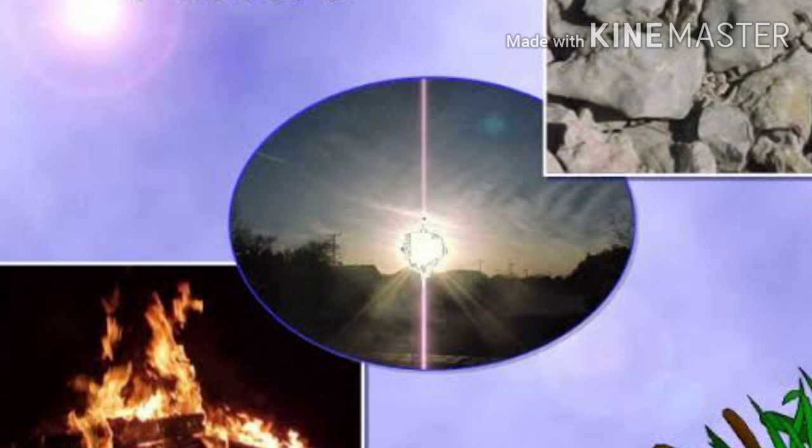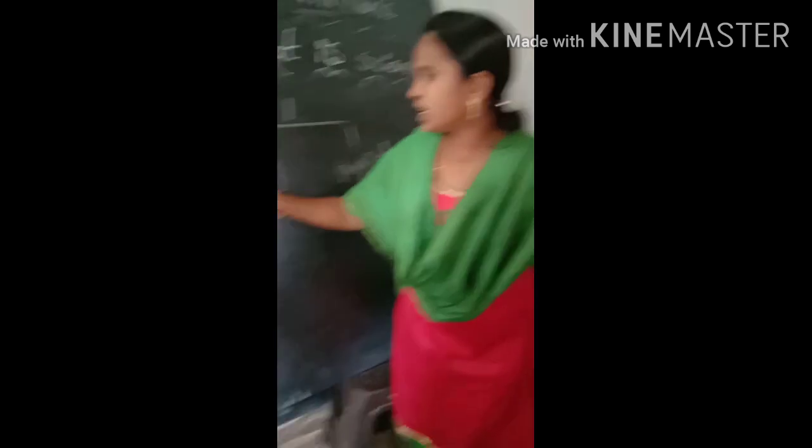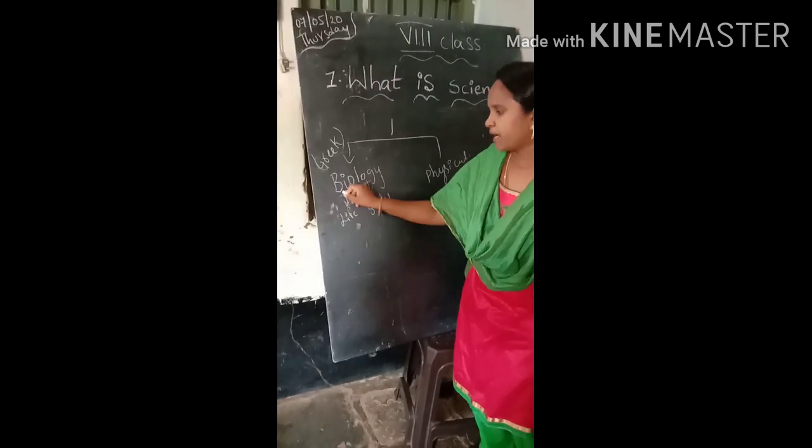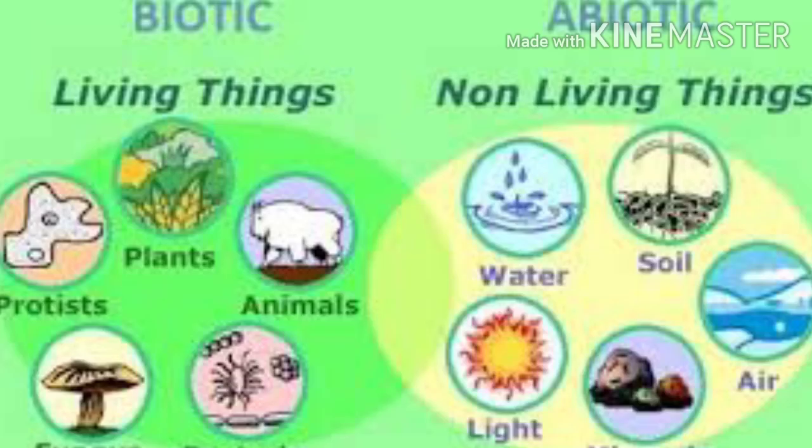Living organisms are also called biotic components. Why? Already we discussed that in the word biology, bio means life. The living organisms have life, so they are called biotic components, and non-living organisms are called non-biotic or abiotic components. Examples of abiotic components are rock, soil, water and sunlight.